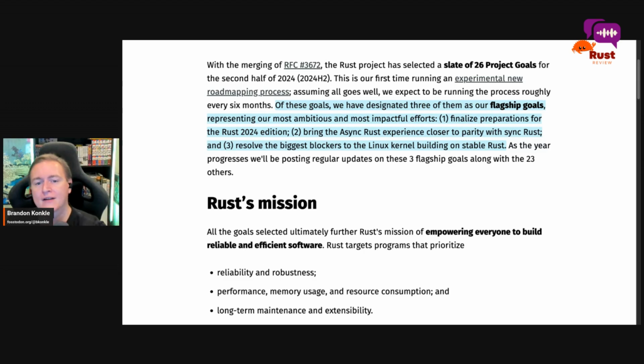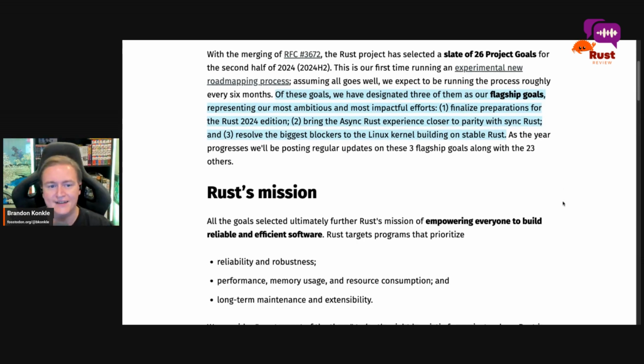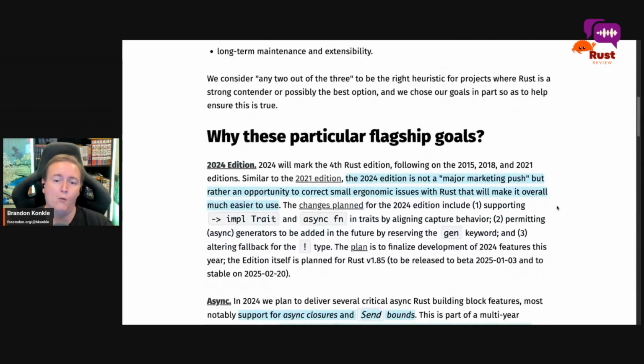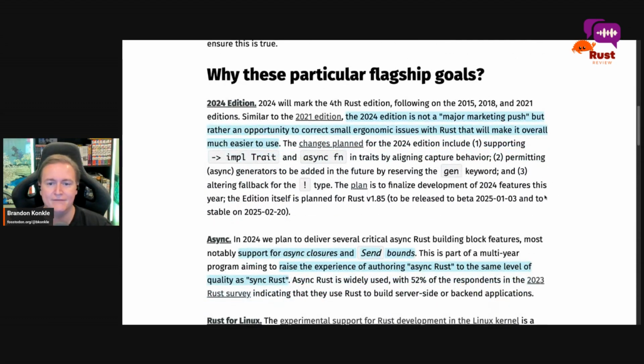They're also going to focus on the Linux kernel and resolve some of the blockers that are preventing it from being a real production option for building on stable Rust in Linux. So they talk about why they chose these goals. They talk about how the 2024 edition is a way to correct small ergonomic issues that they call with Rust to make it overall a lot easier to use. I think these are small changes that'll have a big impact.